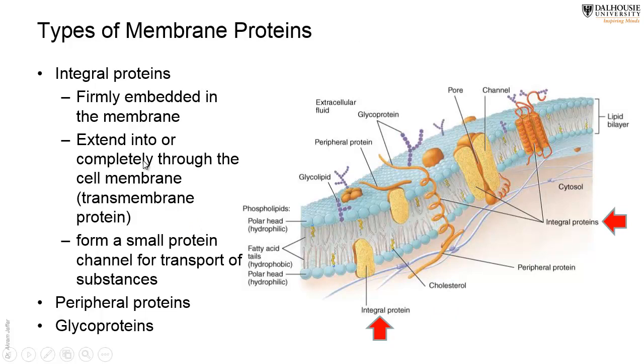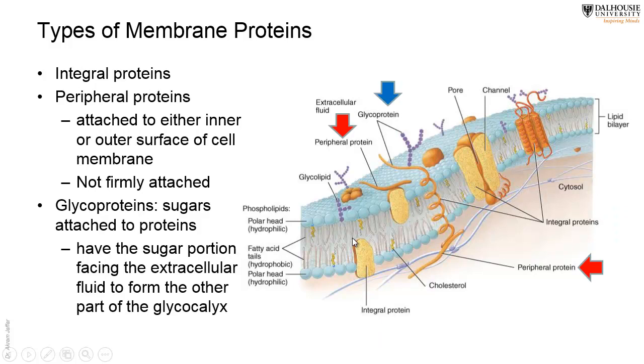The proteins, the second constituent of the cell membrane, are either integral proteins, peripheral proteins, or glycoproteins. The integral proteins, as the name indicates, are firmly embedded in the membrane, as you can see them here. This is an integral protein. And they either extend through and through the cell membrane, which are called transmembrane proteins, as the name indicates, or some of them are small proteins attached to either the outer layer or the inner layer of the cell membrane.